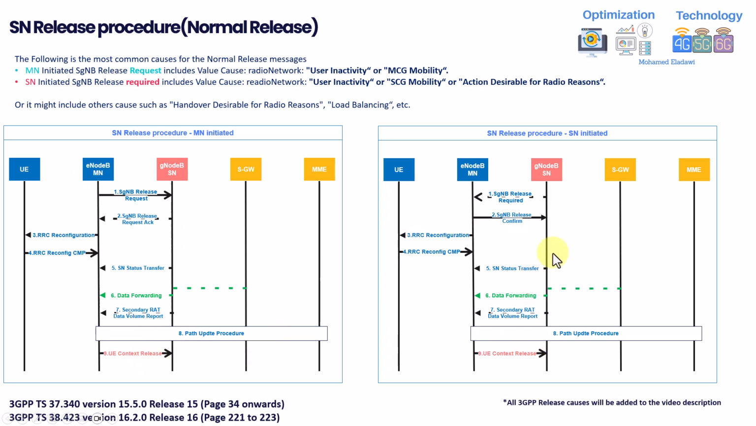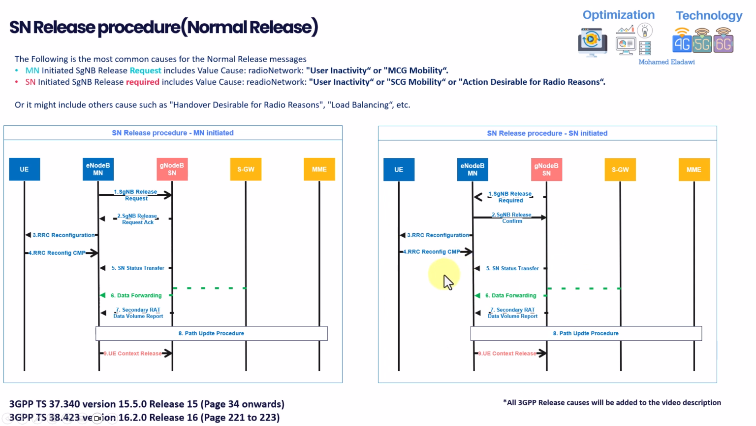Exactly the same idea here, but this time the release is coming from the GNode B. For example, here the GNode B sends SgNB release required. Then the eNode B will say, okay, it's confirmed. Then after it's confirmed, it will forward the exact same information and go through exactly the same procedures.